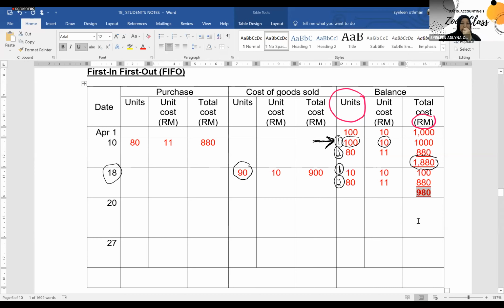Okay, sampai sini okay? Boleh? Yang ni yang akan buat nanti. Alright, clear. Okay, so now 20 hari bulan I beli lagi.